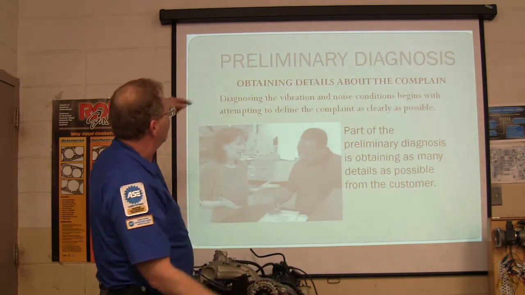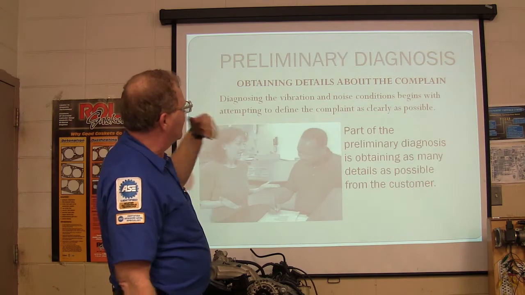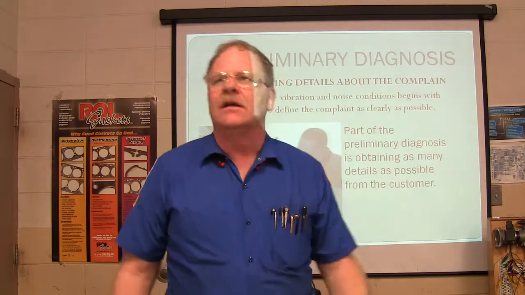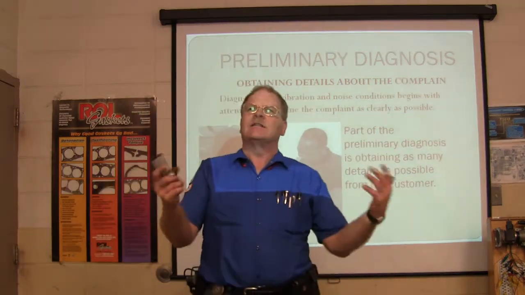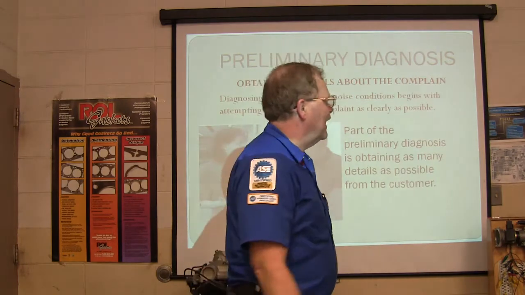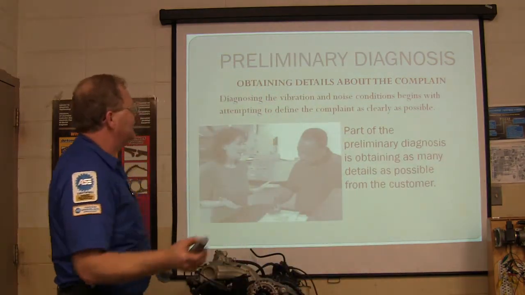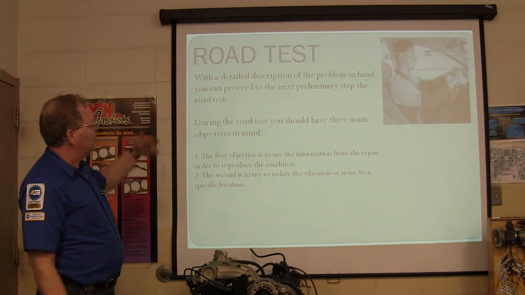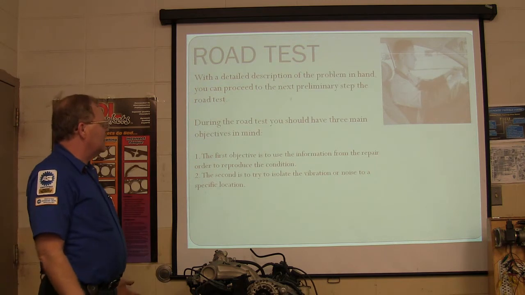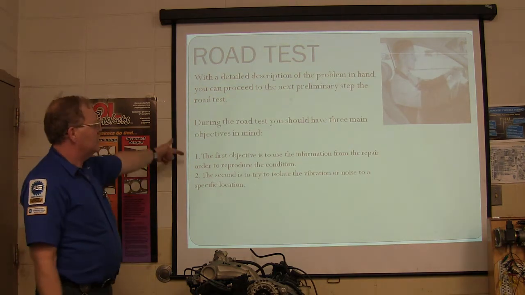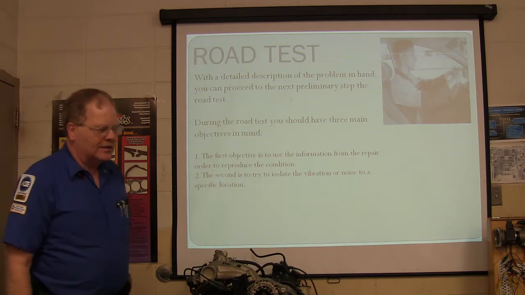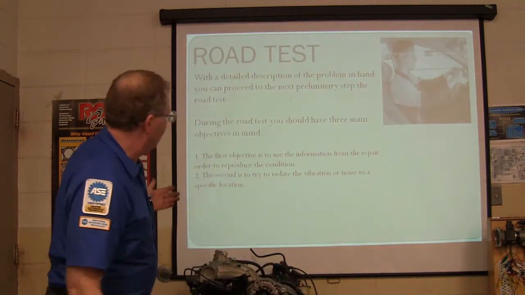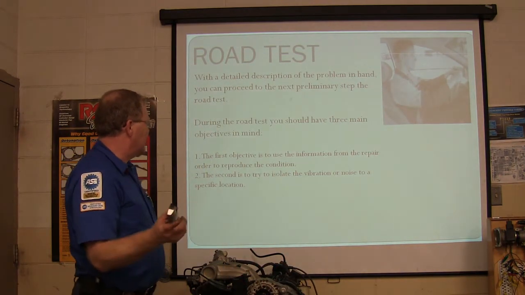Diagnosing a noise and vibration condition starts with attempting to define the complaint as clearly as possible. You've got to get good information from the customer, and whenever you have a service advisor, if you're working at a dealership, that says something like shakes while driving, they don't always tell you when it's shaking, so part of it is obtaining as many details as possible. Once you have your detailed description, you can proceed to the next step, which is your road test, and you should have three main objectives. One, you should use the information from the repair order to reproduce the condition. If it's doing it at 46 miles an hour going uphill and so on, you're going to find it that way. The second is to try to isolate the vibration to a specific location.